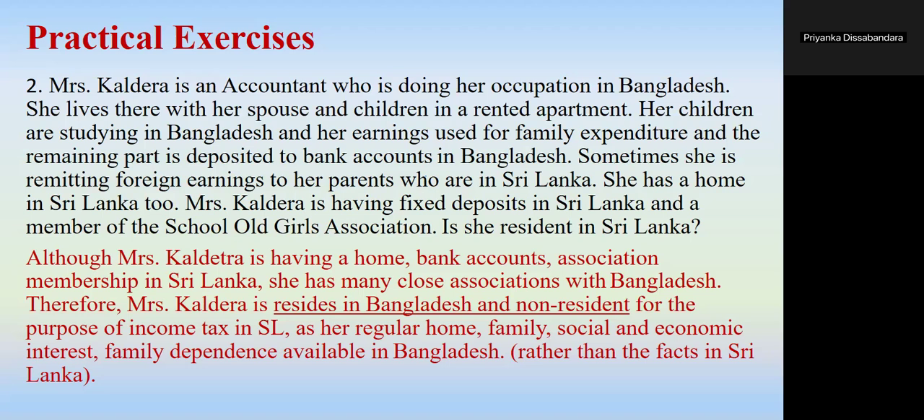That means all transactions, all ties are with the country Bangladesh. Sometimes she is remitting foreign earnings to her parents. That means her parents are living in Sri Lanka. She has a home in Sri Lanka too, not only the parents, but she has a home in Sri Lanka. Mrs. Caldera is having fixed deposits in Sri Lanka. That means fixed deposits are in Sri Lanka, parents are in Sri Lanka, she has a home in Sri Lanka. And she is a member of the old girls' association. Is she resident in Sri Lanka or not?